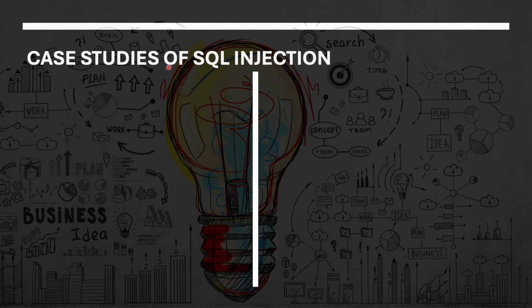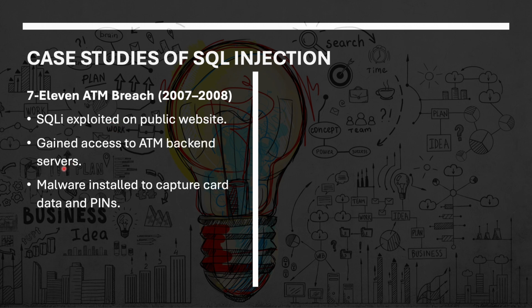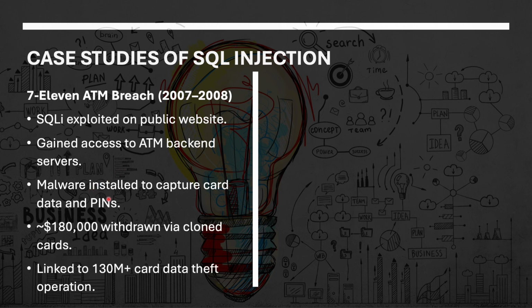Let's look at two real-world examples. Number one, the 7-Eleven ATM breach between 2007 and 2008, where SQLi was used on a public website to access the backend service of ATMs. Malware was installed to collect card data and PINs to withdraw nearly $180,000, which was linked to the theft of over 130 million card records.